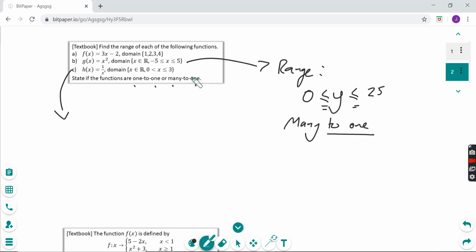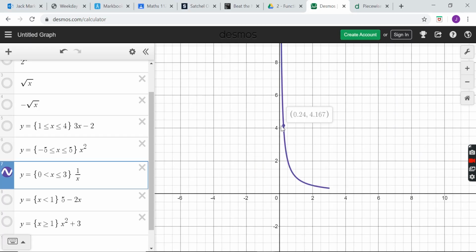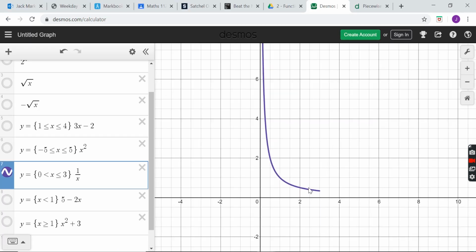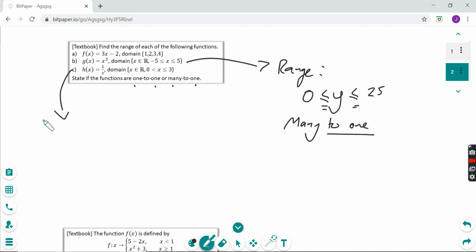What do we need to do? So again, one-to-one or many-to-one. How can you get 4? You can only get it from one specific x. So this is going to be one-to-one.